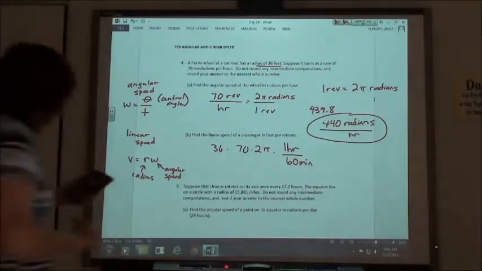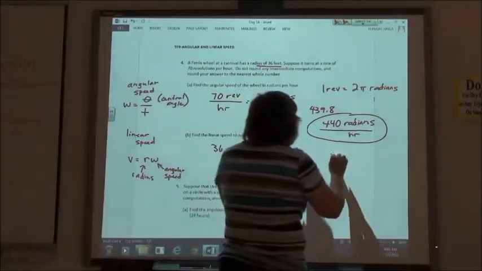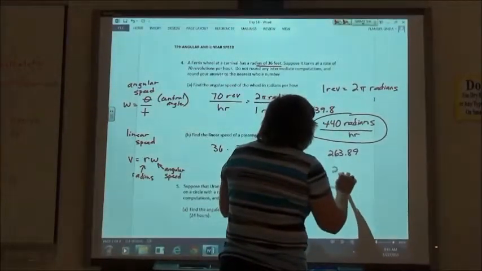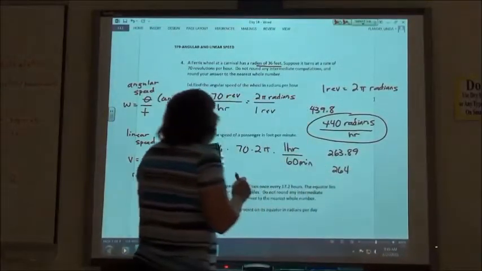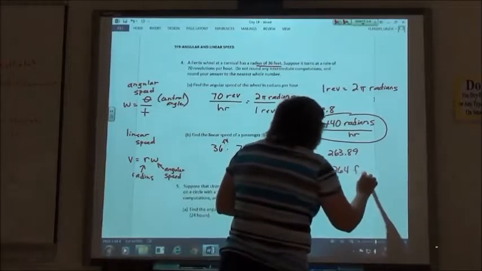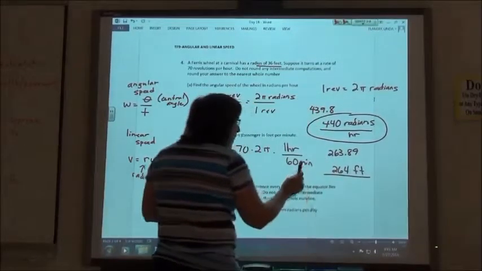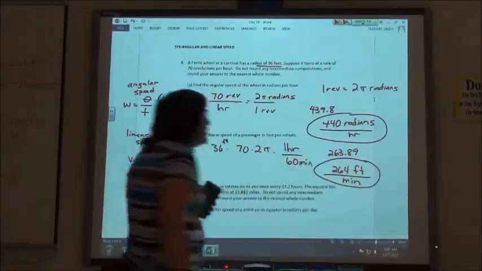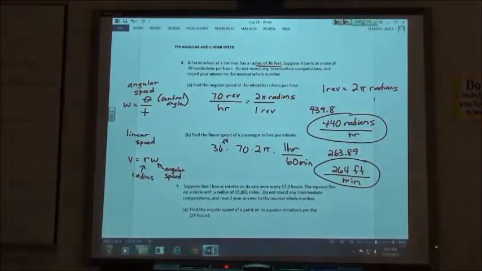And I'm coming up with 263.89. So I'm going to round that off to 264. Since this was in feet already, we didn't have to change that. That's in feet. And now it's per minute, since we changed our hours to minutes. So 264 feet per minute would be my answer.